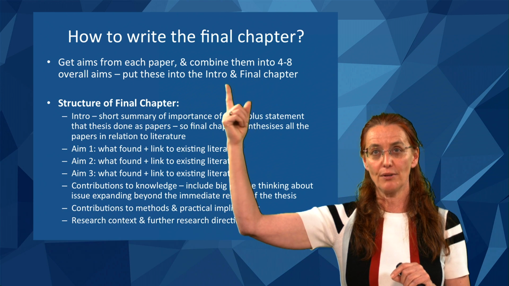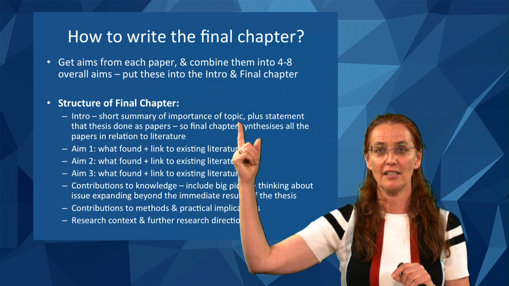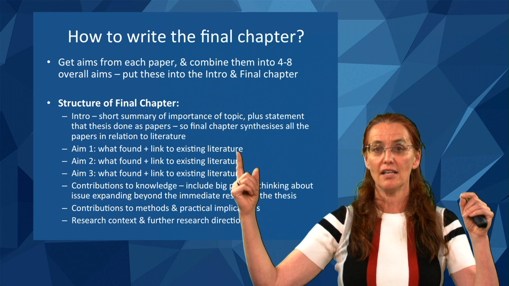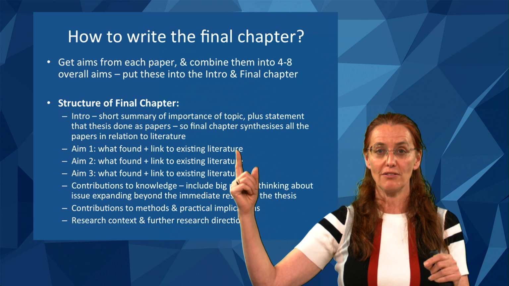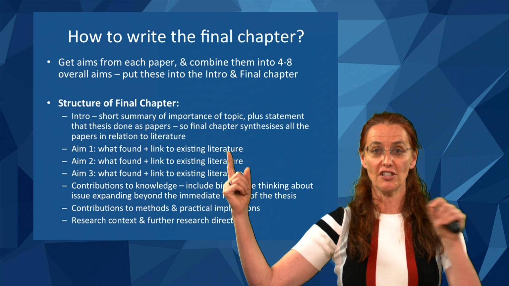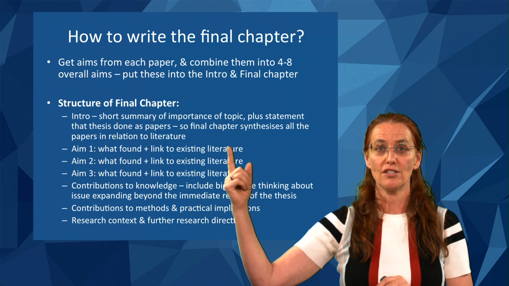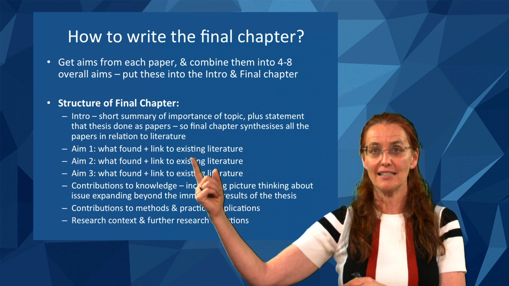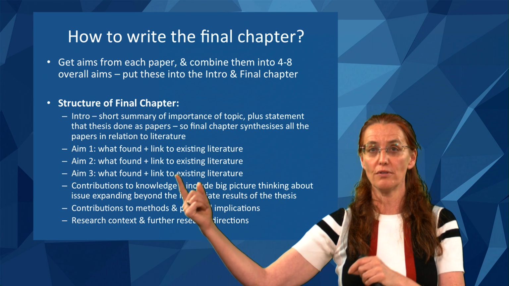Now, if you've done that with these overall 4 to 8 aims, after you've done this introduction bit, you go and actually address them. And remember, the examiner reading this chapter for the first time won't generally have read the results chapters. They'll have read the abstract and introduction and now they've come to the discussion. So what was aim 1? Answer the aim or question and link it to the existing literature. Aim 2, what was found, and link it.